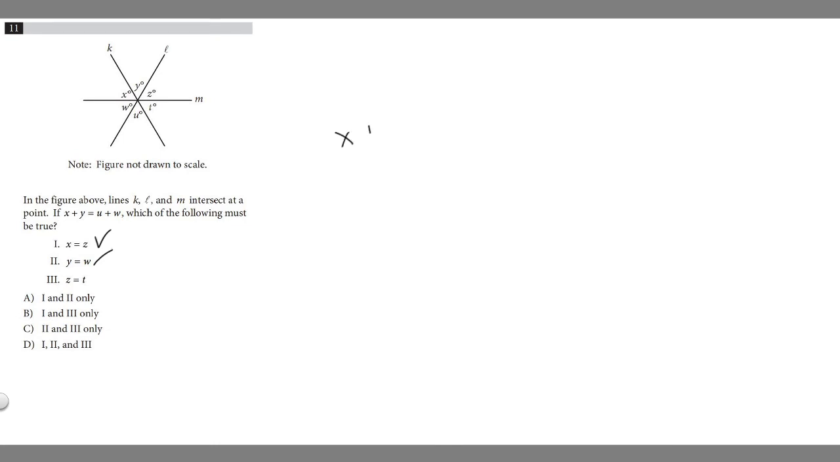So we have our equation, x plus y equals u plus w. And we're trying to find whether or not z is equal to t. We're going to use vertical angles to prove whether or not this works. What you want to recognize is that we're trying to find whether or not z, this angle right here, is equal to t. We have a vertical angle here from w and z. So based off that, z is going to be equal to w. These are going to be equal.